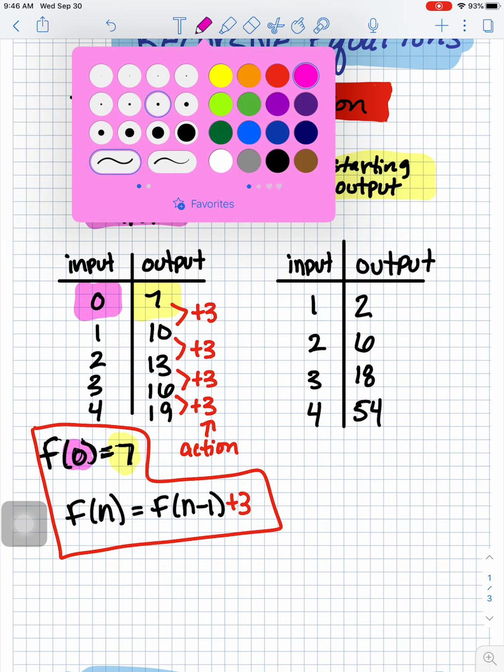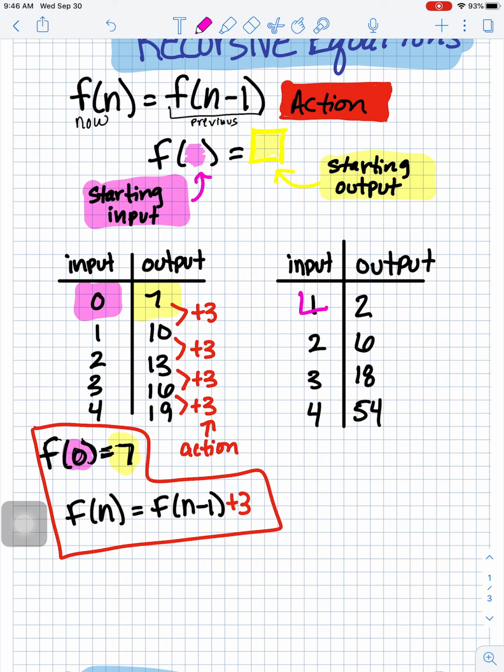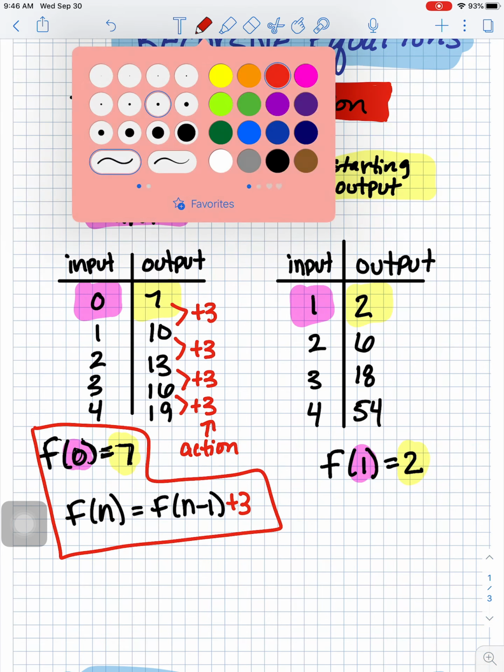Let's do a second example. The starting input in this table is 1, and the starting output in this table is 2. So we always start by saying f of input equals output. That's saying that in this table, at an input of 1, there's an output of 2. And then we have to look for the pattern.